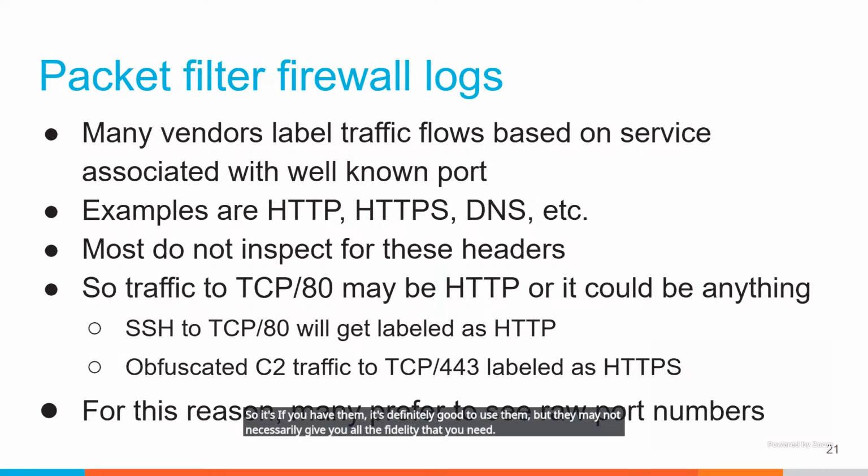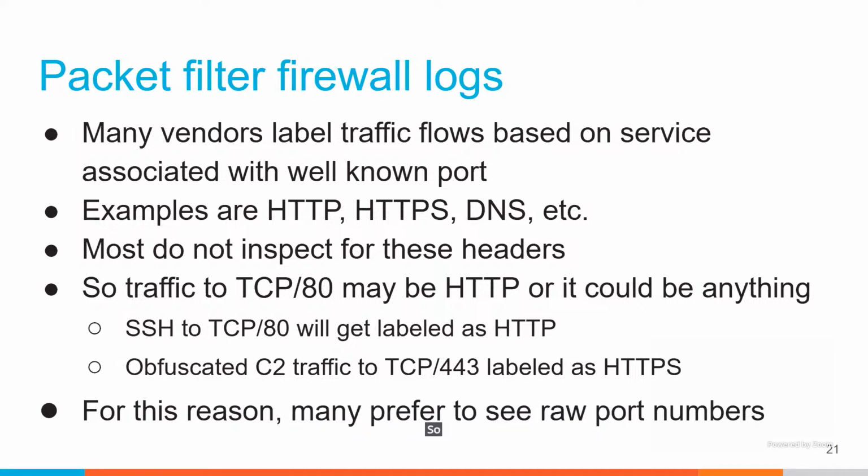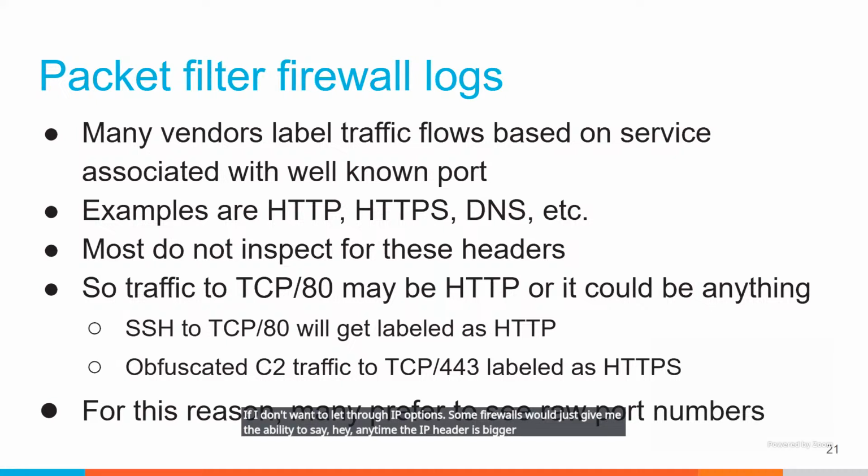Chris, is stateful inspection the same for IPv6 as IPv4, or is there additional checks for IPv6? Awesome question. It's handled in a similar fashion, but it's done a little bit differently. For example, with IPv4, if I don't want to let through IP options, some firewalls would just give me the ability to say, hey, anytime the IP header is bigger than 20 bytes, that's because options are set. I don't want to support options, so don't let that packet through. And that fixes that problem.